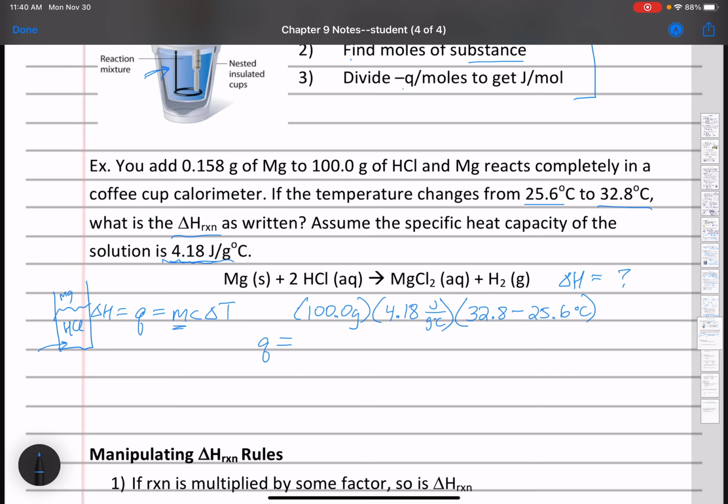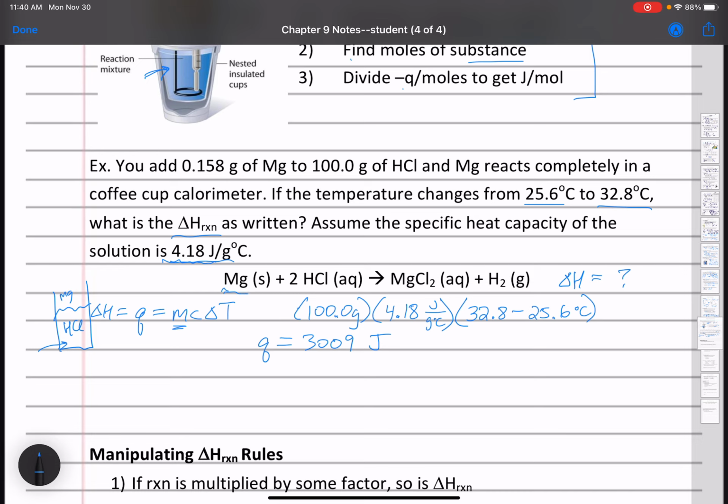So our Q, which is our delta H, is, why am I doing math when I have it in my notes? 3009 joules. All right. I carried it out to extra sig figs because it was asking what is the heat of the reaction as written.